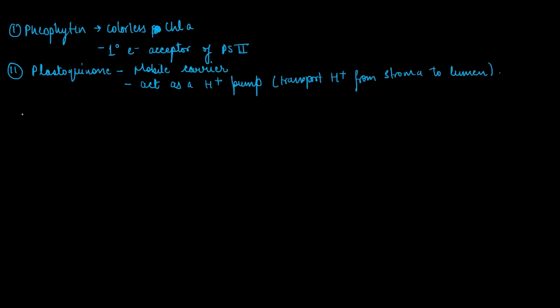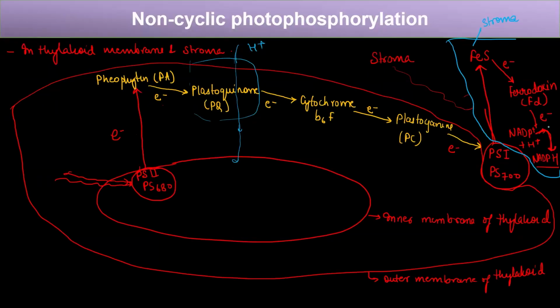Now, what is your third electron carrier? It is plastocyanin. The third is although cytochrome b6, but the important point is about plastocyanin. So plastocyanin is also a mobile carrier. So in the electron transport chain, we have two mobile carriers. One is plastoquinone, represented by PQ, and another is plastocyanin, represented by PC.